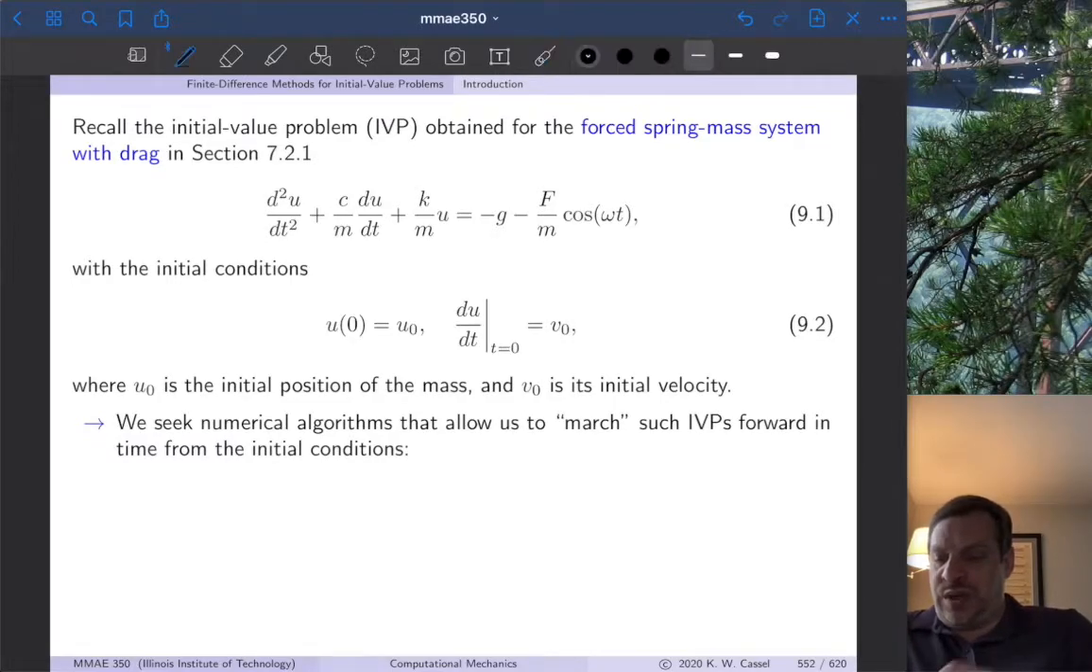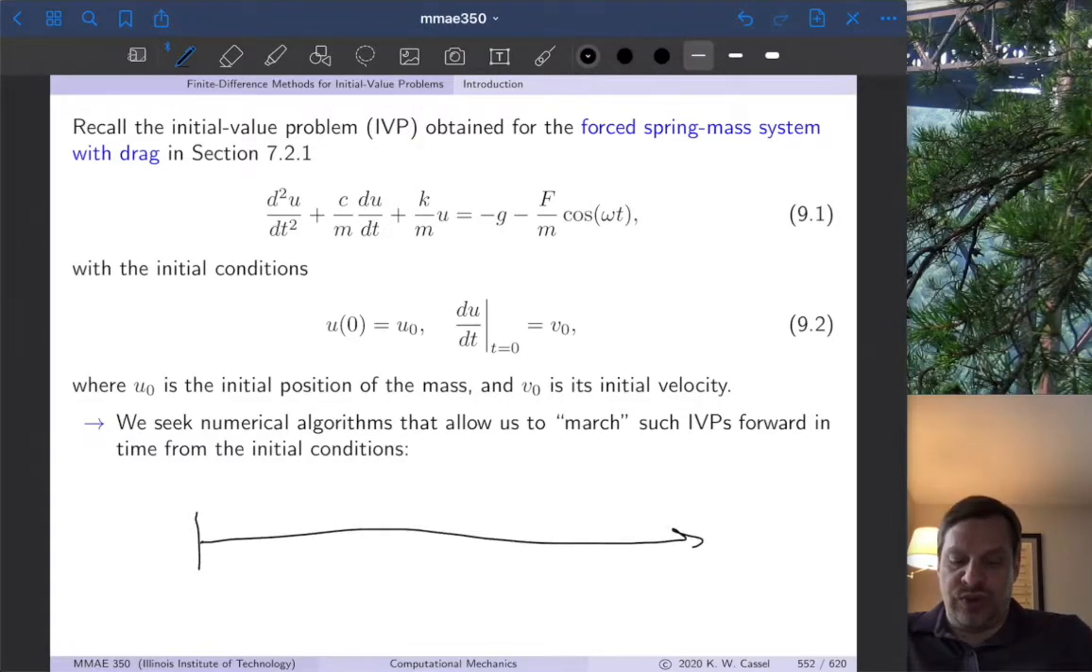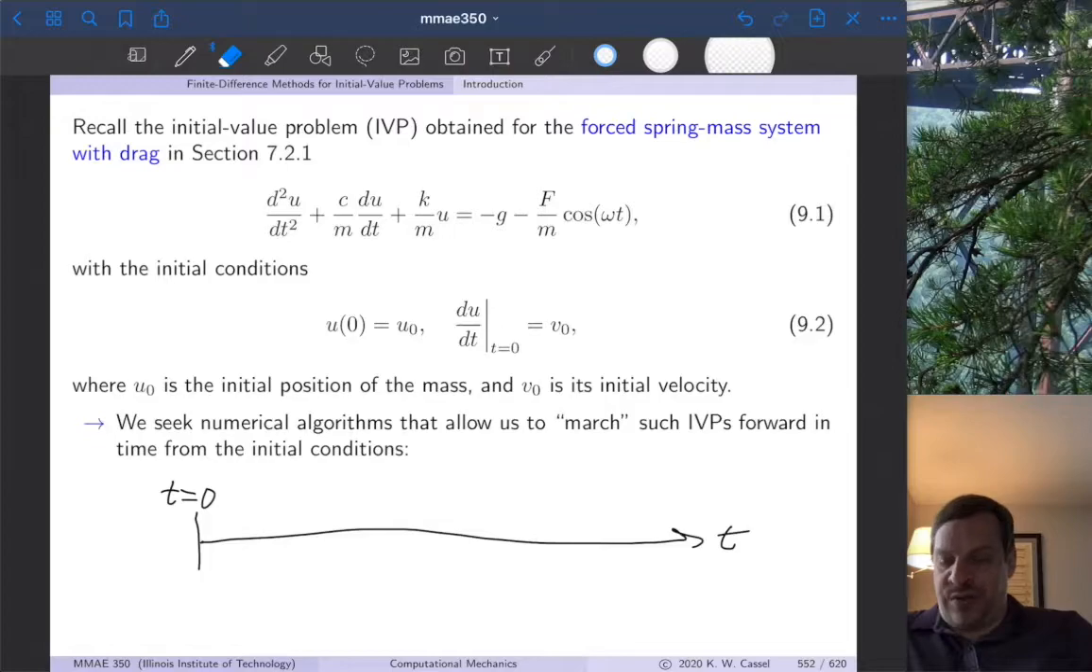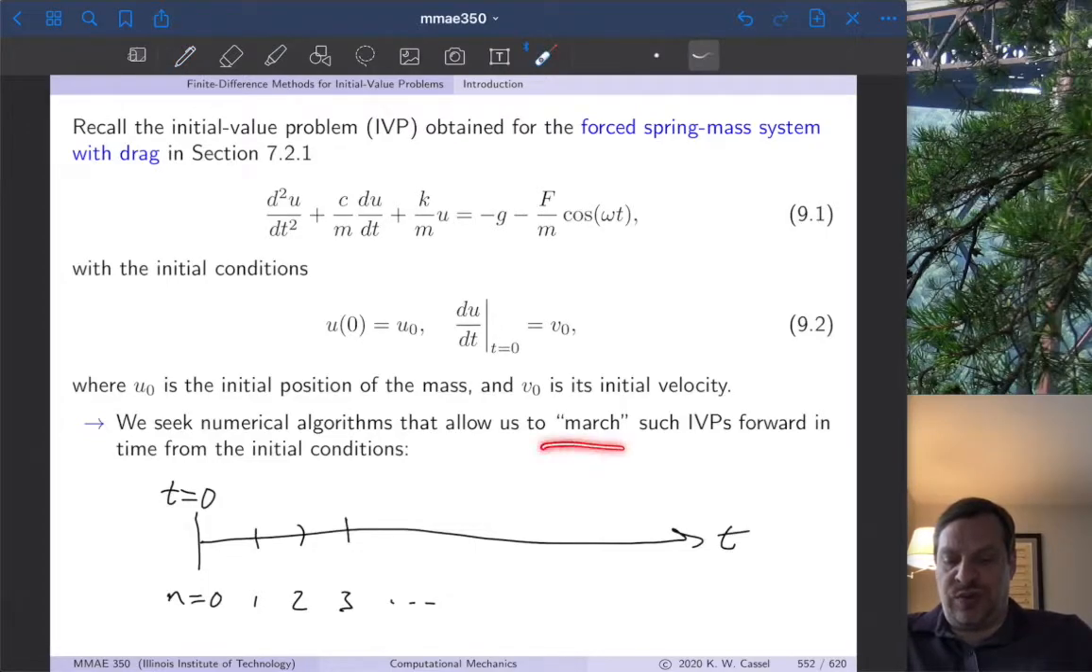So the way the methods will work is we're going to have a time domain which starts at 0. Let me put that up here. So time domain starts at 0, and we'll index that using n. So n instead of i, n is equal to 0, corresponds to the initial condition t is equal to 0, then 1, then 2, and then 3, and then so forth. And so we talk about the methods marching forward in time.